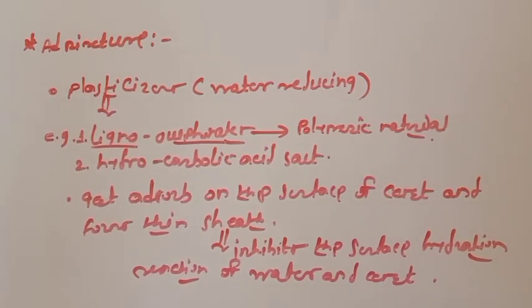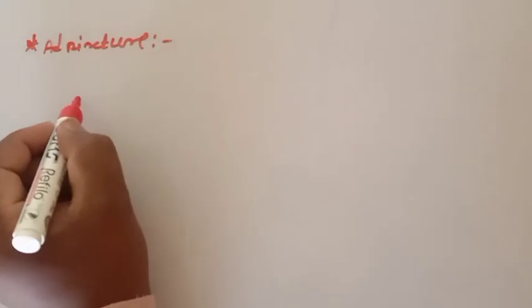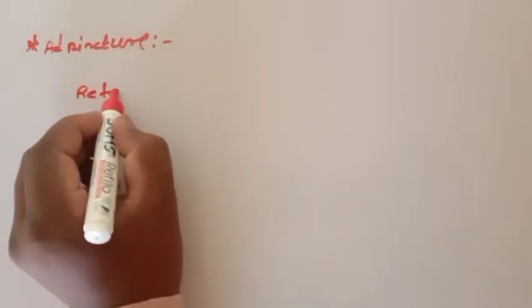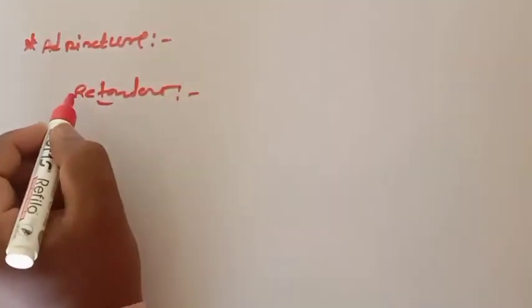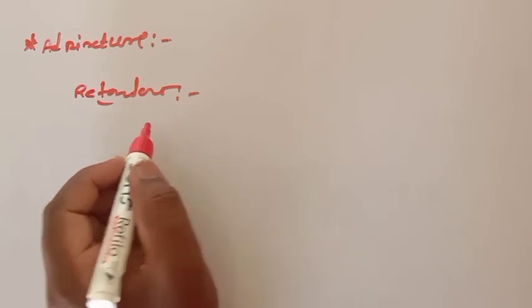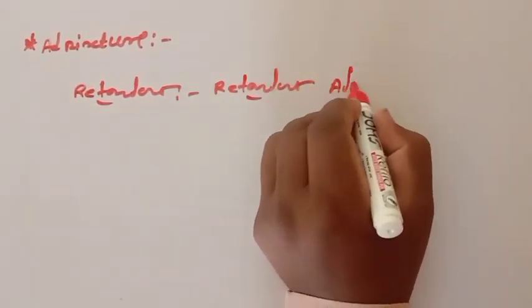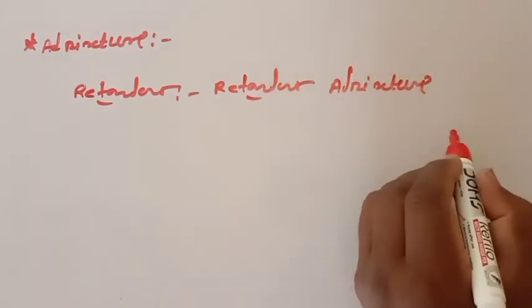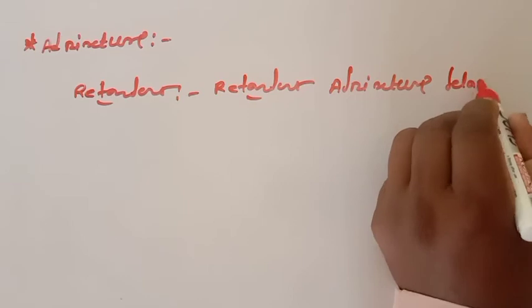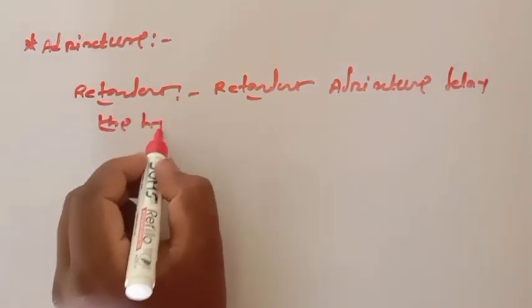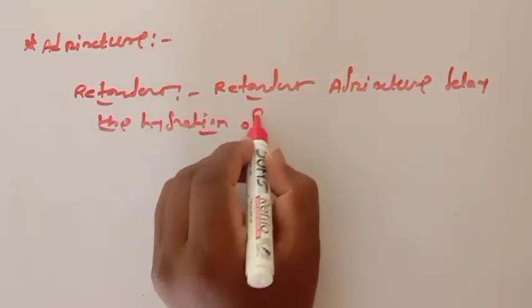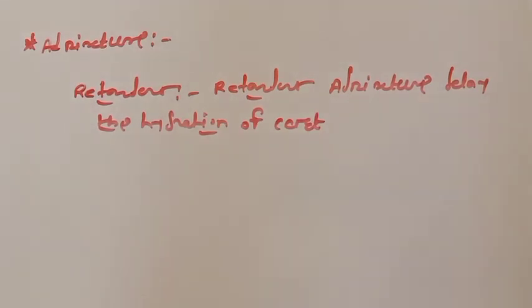So let's discuss the second one, that is retarders. The second admixture is your retarders. If you consider the function of retarding admixtures, retarder admixtures delay the hydration of cement, delay the rate of hydration of cement.